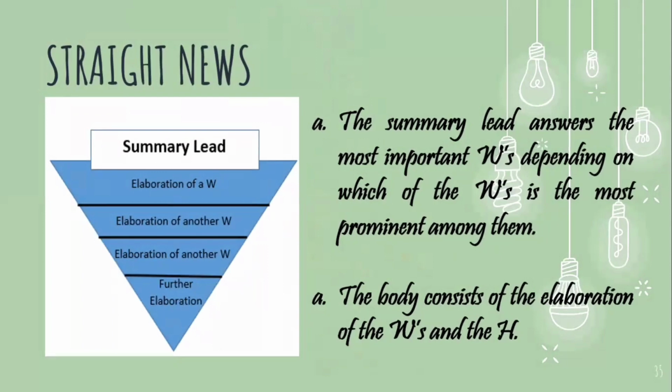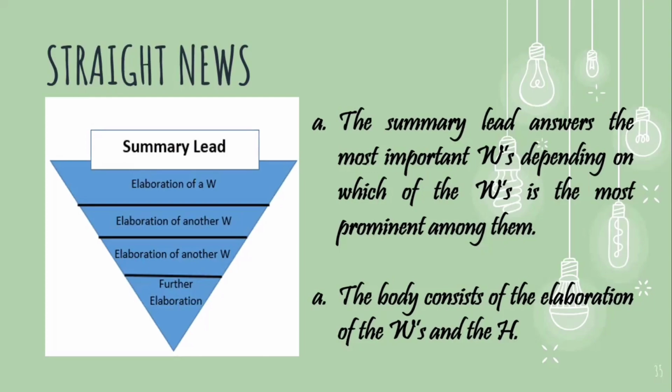Straight news story. A summary lead answers the most important W's depending on which of the W's is the most prominent among them. The body consists of the elaboration of the W's and the H. This is the inverted pyramid. The structure shows the following: elaboration of a W, elaboration of another W, elaboration of another W, and further elaboration.